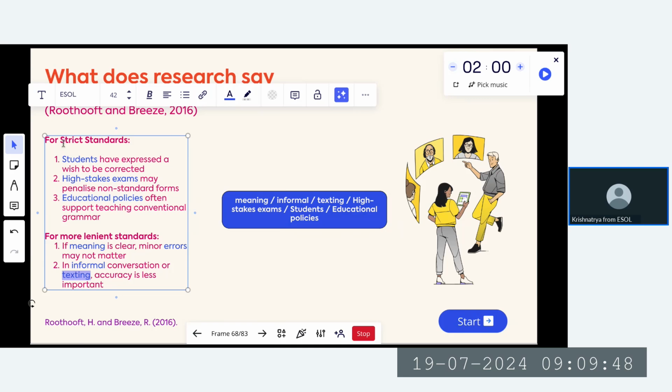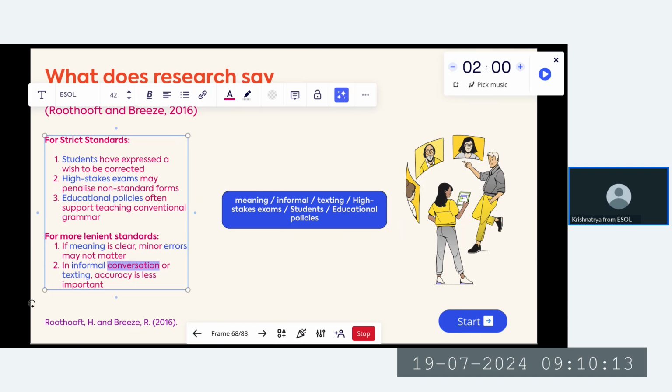It depends on the standards. If you're teaching a course that has strict standards, for example, high stake exams, then make sure that there is a lot of focus on accuracy. However, if you're focusing on courses with lenient standards, such as spoken English, then the focus should be more on conversation rather than just being corrected all the time, where the students feel uncomfortable.